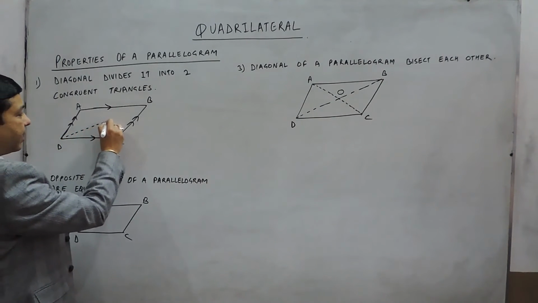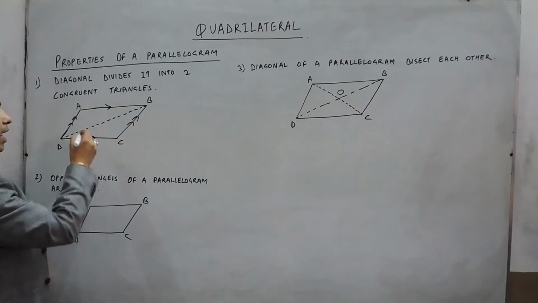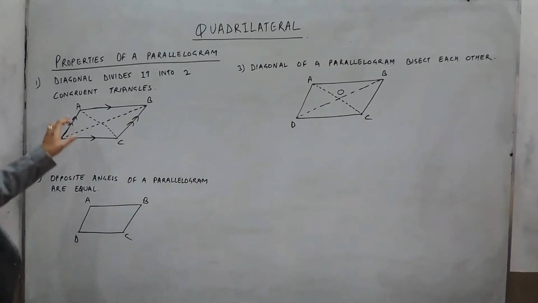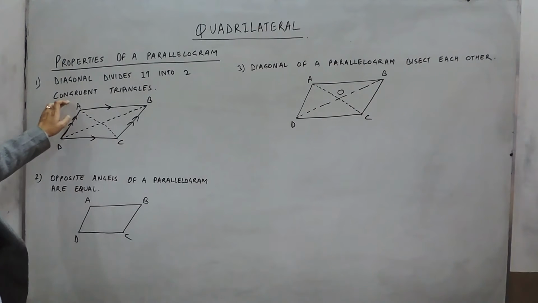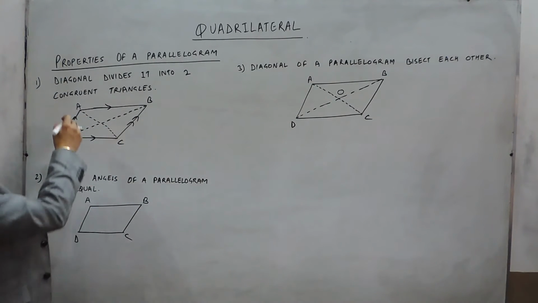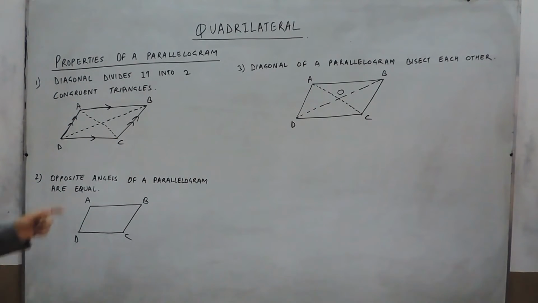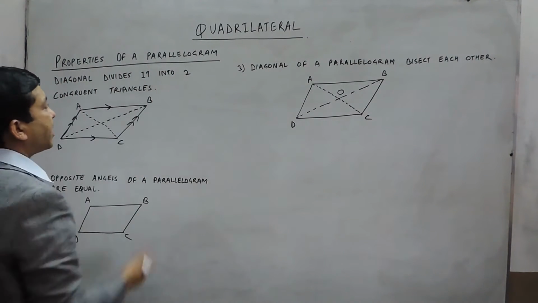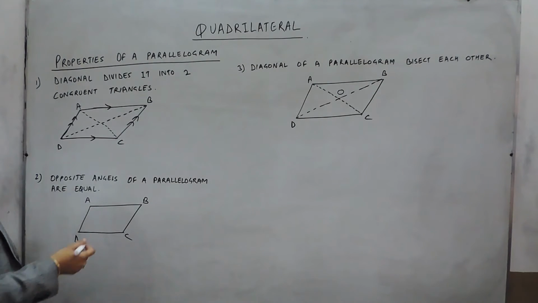Here we can say that DB is a diagonal, or AC is a diagonal. A diagonal is basically the line which touches two vertices of any quadrilateral which are not the edges. Now the first property is that a diagonal divides it into two congruent triangles.